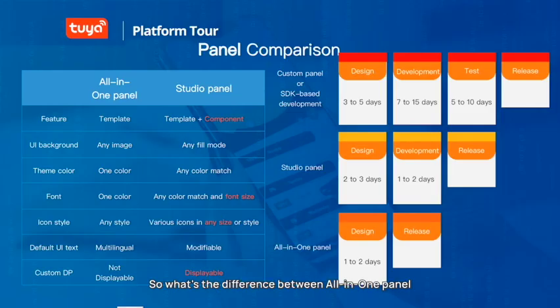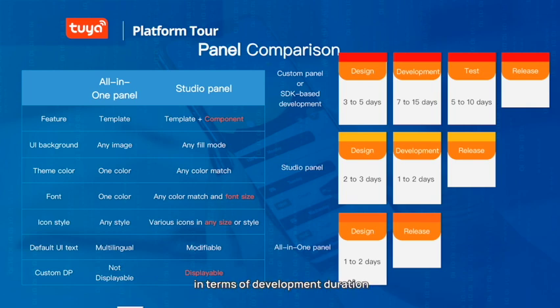So what's the difference between the all-in-one panel and the Studio panel? Studio panel offers more components than the all-in-one panel and supports adjusting the word size and panel size. A thing to note is that Studio panel supports custom data points, but the all-in-one panel can only support the standard data points. You can select the data type components as needed.